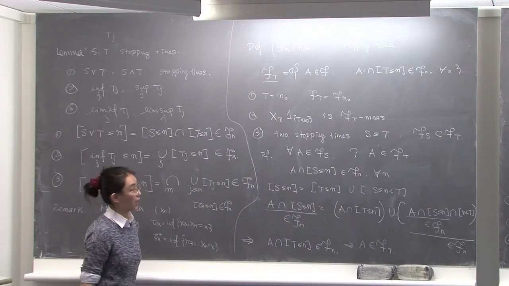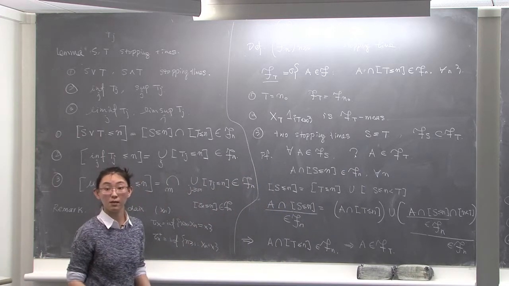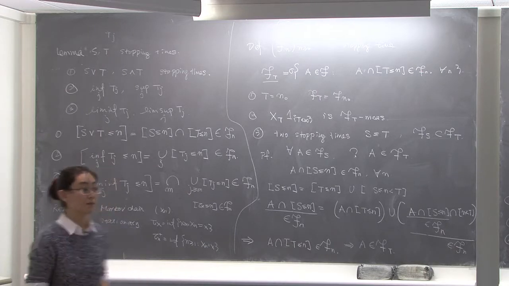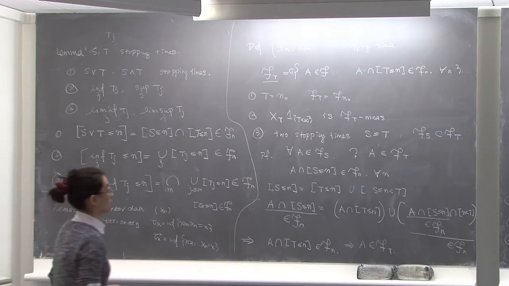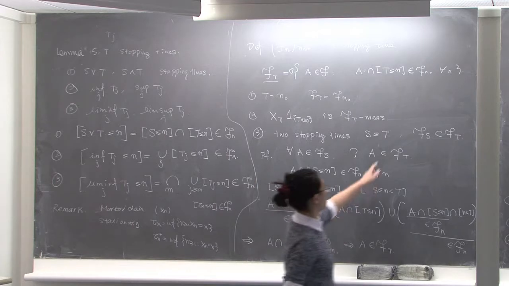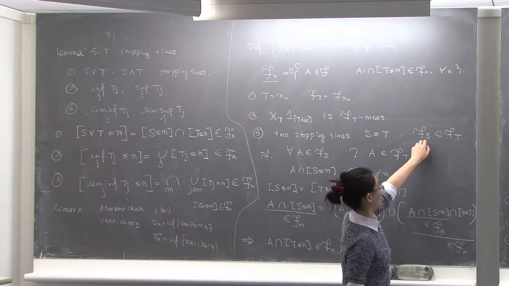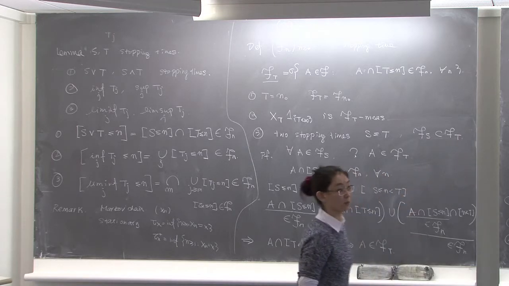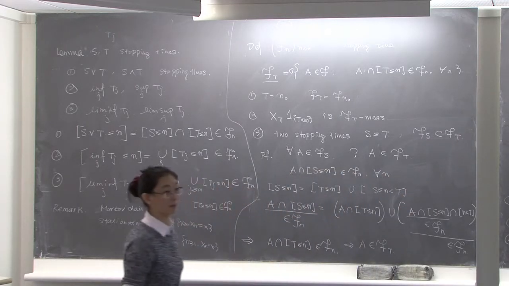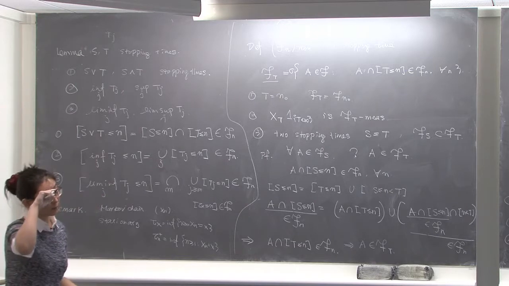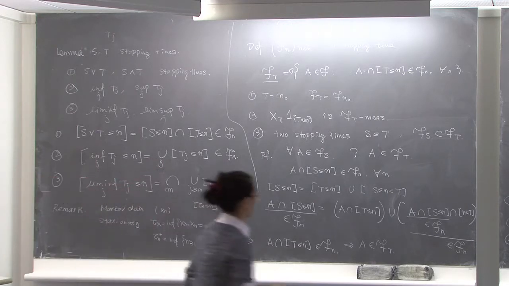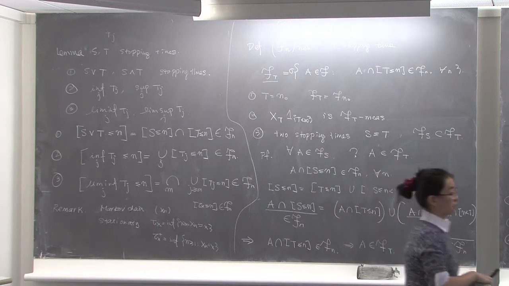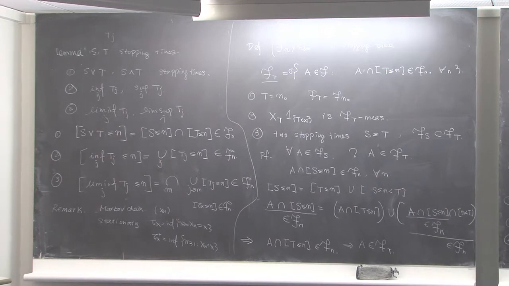And this shows that Fs is contained in Ft. And this is also consistent with our intuition. If we stop at an earlier time, then the information we get is less than what we can get when we stop at a later time. Okay, so this is about stopping time.